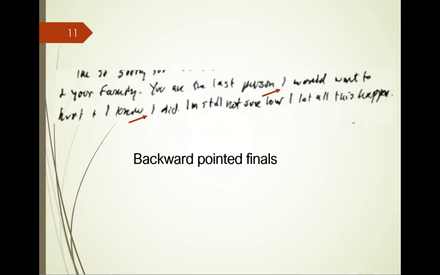The final downstroke in the personal pronoun I's bends leftward at the bottom and gives the personal pronoun a crooked look. Backward pointed finals imply self-castigation and self-blame. And of course, that makes sense that he does that in these two personal pronoun I's, because he says here, you are the last person I would want to hurt, and I know I did. And that shows that he probably feels shame.